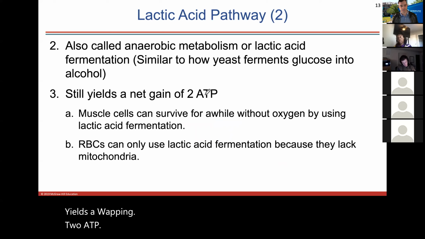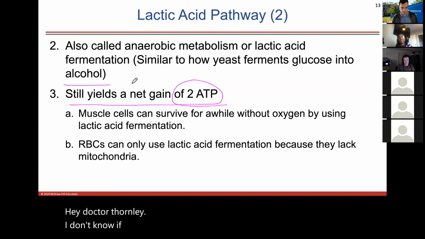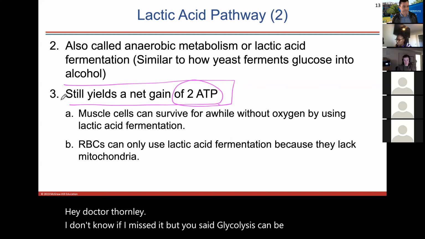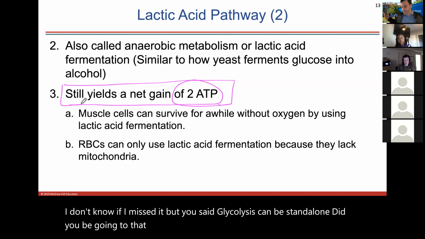Hey, Dr. Thornley. Yes, sir. I don't know if I missed it, but you said glycolysis can be standalone. Did you already go into that, or I know you briefly? This is it. Okay. Okay.